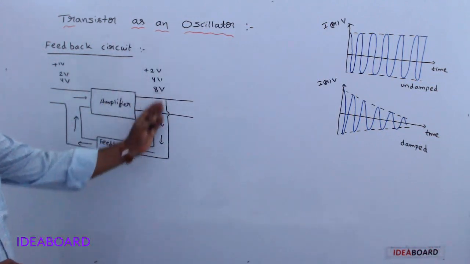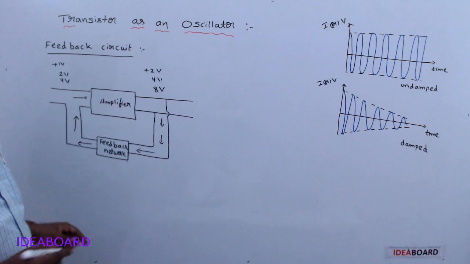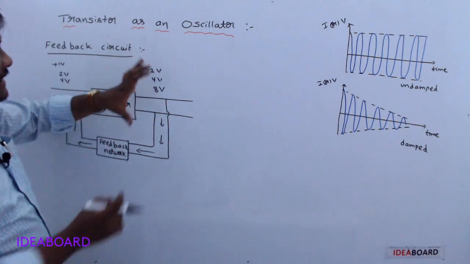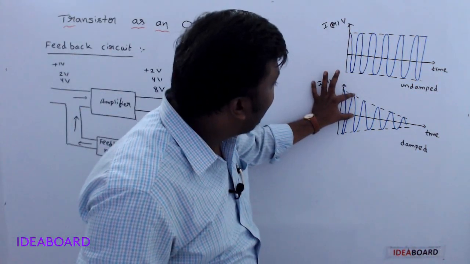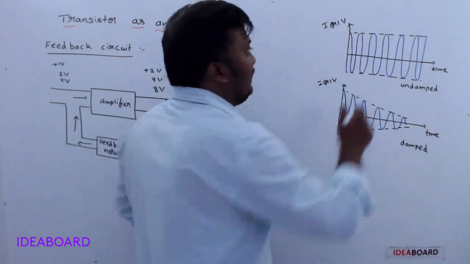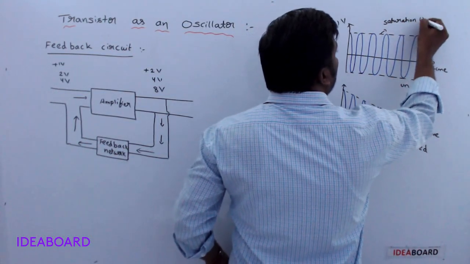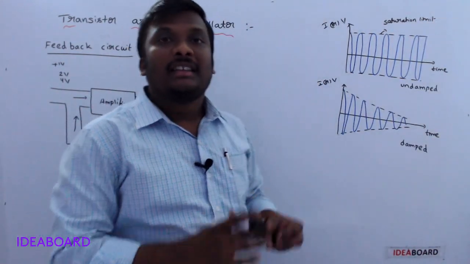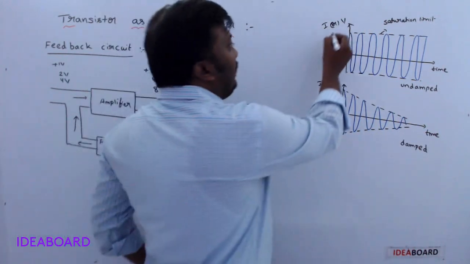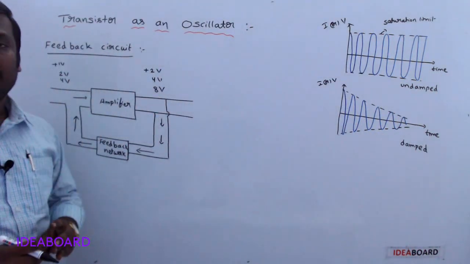I understand. So in this way, the voltage is again fed back to the input. Voltage or current, no issues. This process is called a feedback circuit. In this way, the voltage increases until we reach this portion, which is called the saturation limit. Suppose the maximum is 10 volt; then it will increase up to 10 volt only. After that there is no use.